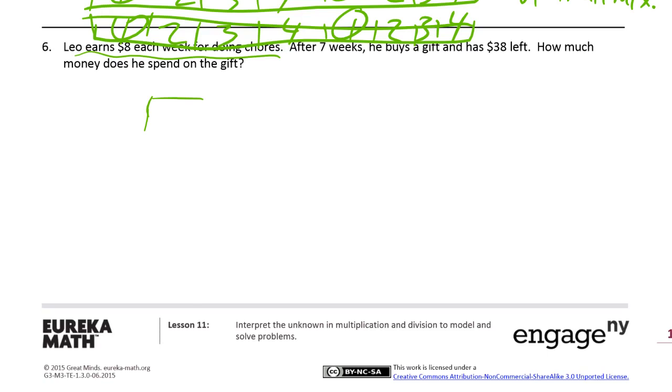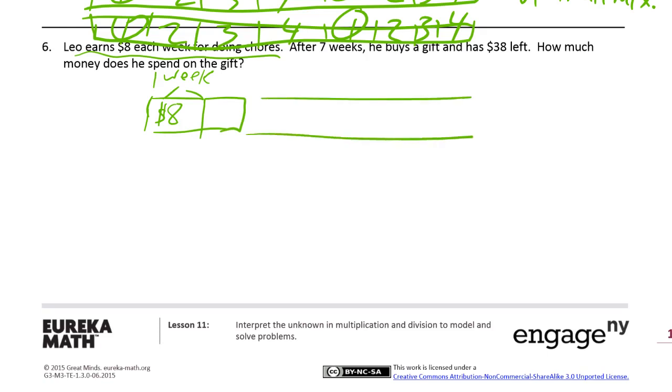And after 7 weeks, there's a week. 1 week is $8. And after 7 weeks, he buys a gift and has 38 left. So after 7 weeks, that's 7 eights, right? So that's 1, 2. Let's draw some room here for some more. Is that going to be enough? One, two, three, four, five, six. Yep. Here's 7 eights. 7 weeks. He buys a gift and has $38 left.